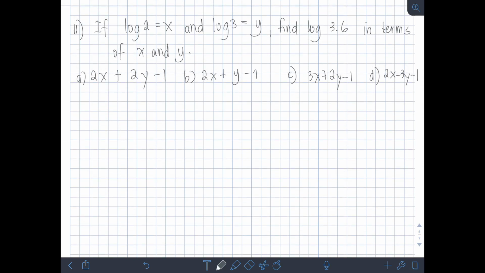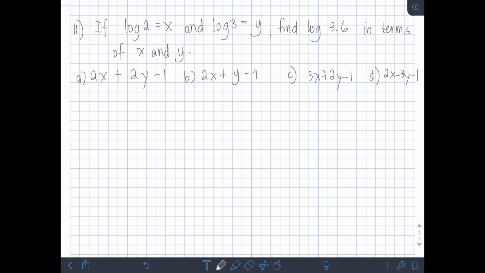Okay? Next we have, if log 2 is equal to X and log 3 is equal to Y, find log of 3.6 in terms of X and Y. Okay, so meron tayong logarithm of 2 kapag walang base, di ba? Automatic base 10 yon. So, common logarithm. So, therefore, we have log 2, base 10 is X, and log 3, base 10 is Y. Hanapan daw natin yung log 3.6.